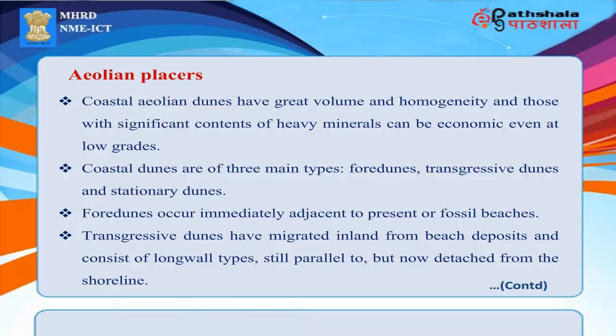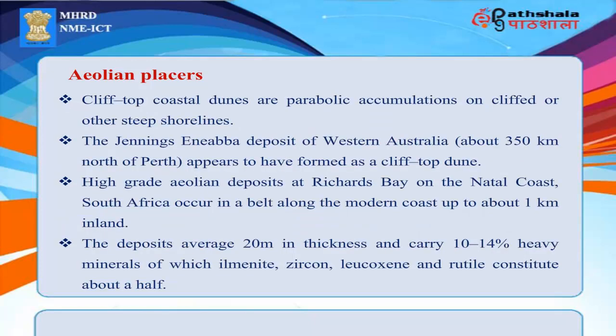Foredunes occur immediately adjacent to present or fossil beaches. Transgressive dunes have migrated inland from beach deposits and consist of long wall types still parallel to but now detached from the shoreline. Clifftop coastal dunes are parabolic accumulations on cliff or other steep shorelines. The Jennings-Ennebar deposit of Western Australia, about 350 km north of Perth, appears to have formed as a clifftop dune.